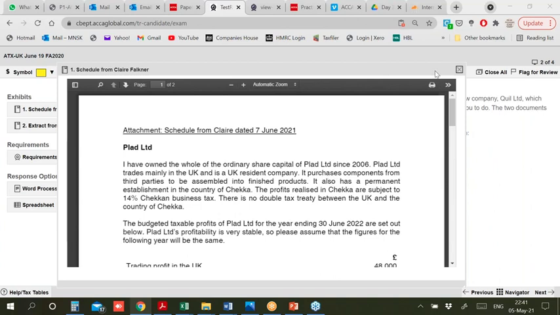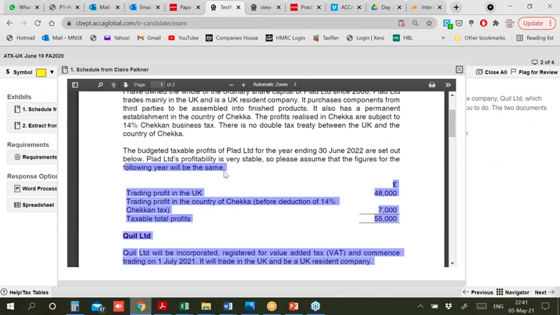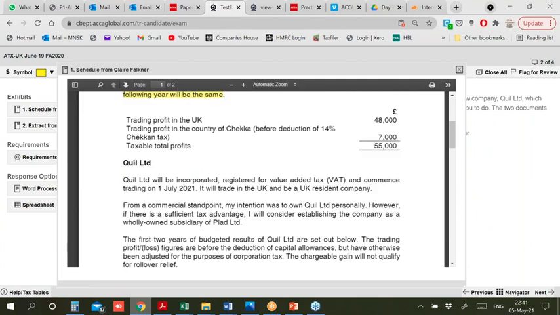Okay, now getting back, the budgeted taxable profits of P for the year ended 30th June 2020 are set out below. P Limited's profitability is very stable, so please assume that these figures will be the same the following year. It means that in the next year, it will be the same profit that P Limited will be making. Same profits. Okay, so the trading profit in the UK is 14,000, and before the deduction, the profits from the country of C are 7,000, so the total profits are 55,000.